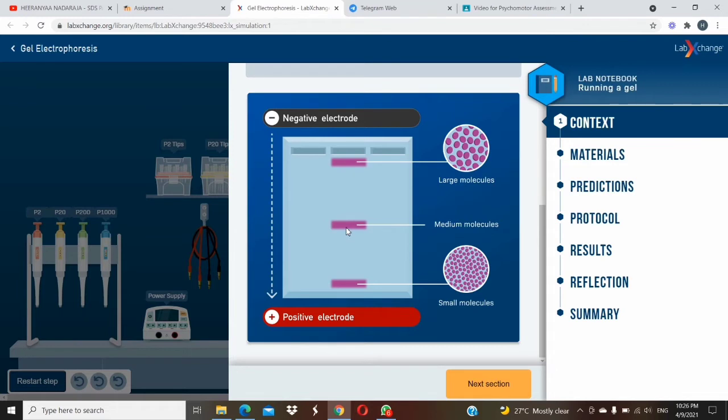If it's in the middle, it will be a medium size molecule. If it's near the positive electrode, which means far away from the well, it will be a small molecule, which means the DNA fragment is smaller.